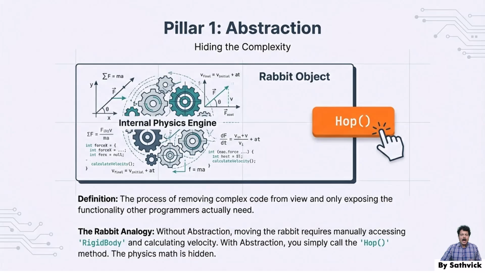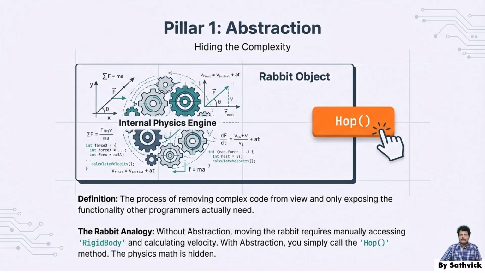The four pillars. Abstraction. It is the process of removing complex code from the script where other programmers will see it and only exposing the functionality the other programmers really need. When you abstract out the details, you reduce duplicate code and provide easy access to the most useful methods. The goal of abstraction is to keep your code as clean as possible and simple for other programmers or for yourself to use. In our rabbit example above, the hop method would be a good example of abstraction.